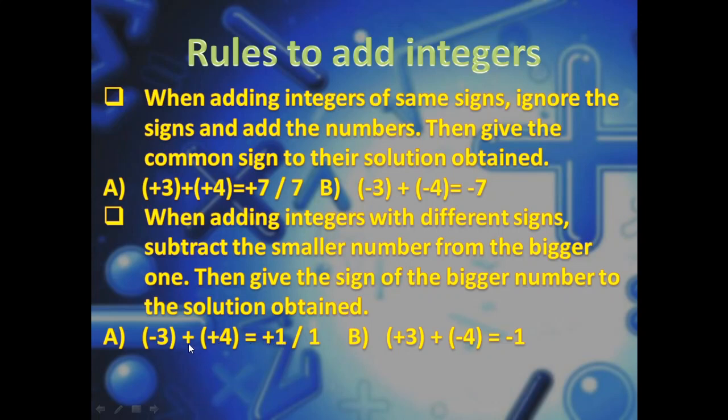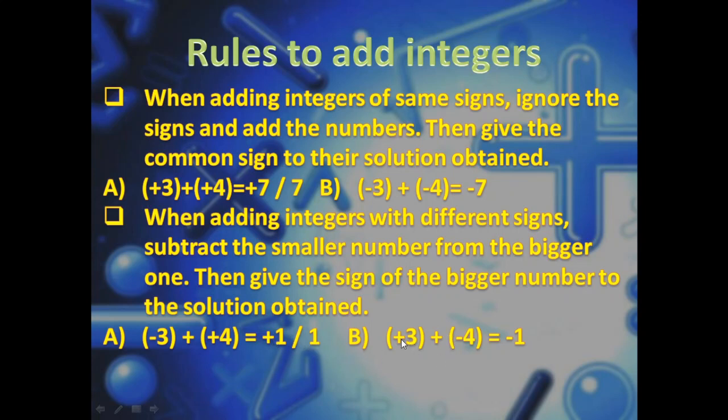And over here, which is the bigger number? 4. So what is the sign near 4? It is plus. So my answer will also have a positive sign, or I could just write 1, because for positive, what is the rule? Either we can write the symbol or we can also ignore the symbol.